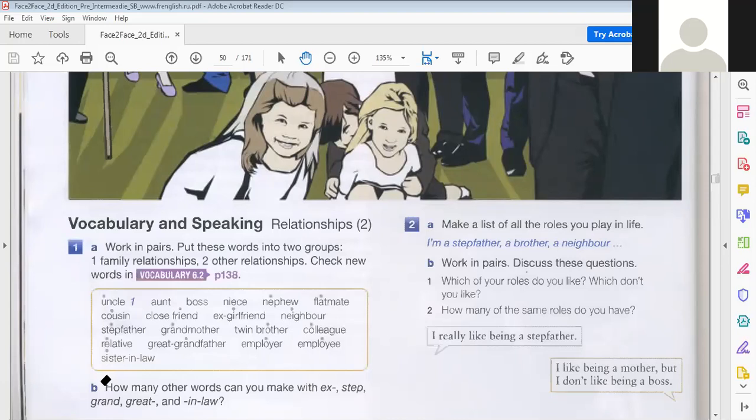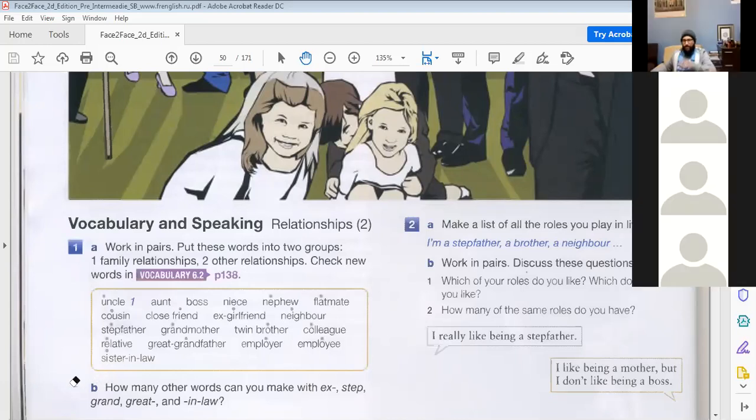Exactly, that's it, correct. Yes. Very good, very nice, okay. This is a good example. Let's see someone else. Selma, tell us about the roles you play.